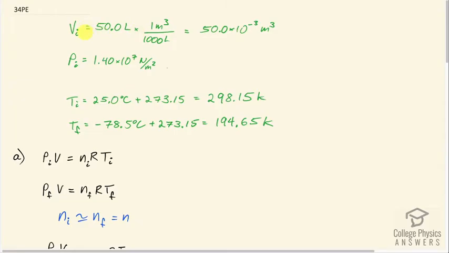A high-pressure gas cylinder has a volume of 50 liters, and it's full of a toxic gas, and it suddenly has a small leak out of a valve. The initial pressure in it is 1.4 times 10 to the 7 newtons per square meter, and we assume that this pressure is an absolute pressure, so we can plug it directly into our ideal gas law formula.